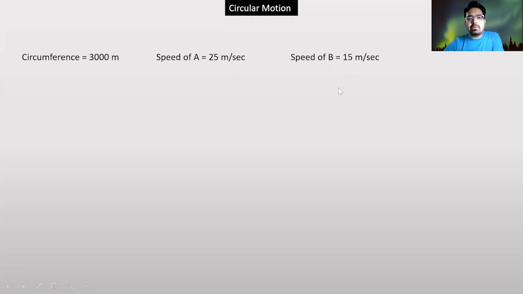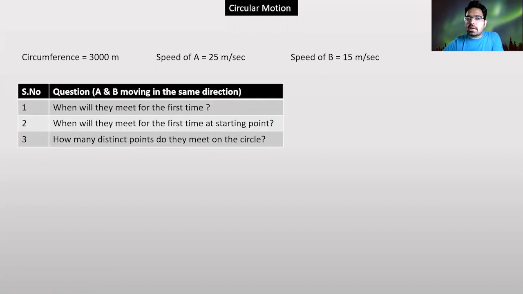So the first thing that we will be looking at is we will try to understand a few questions based on this data. So data, as you can see, it's pretty simple. Circumference of the entire track on which the two of them are running is 3000 meters. Speed of A is 25 meters per second and speed of B is 15 meters per second. What are the questions that we will be looking at? We will be looking at these questions with a condition that they are moving in the same direction, right? So keep that on your mind.